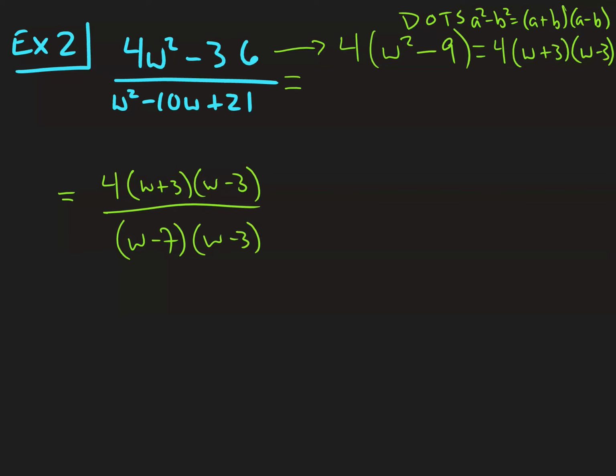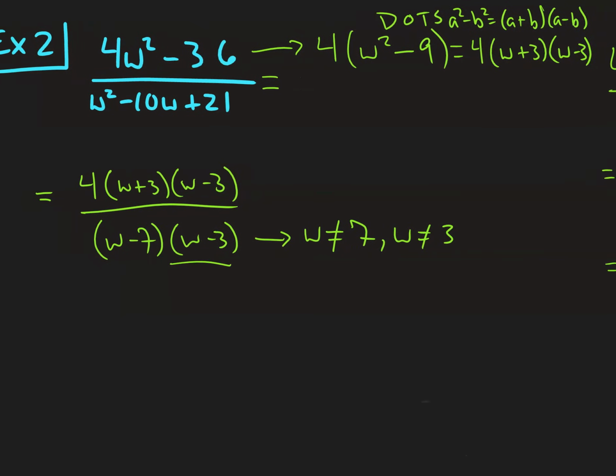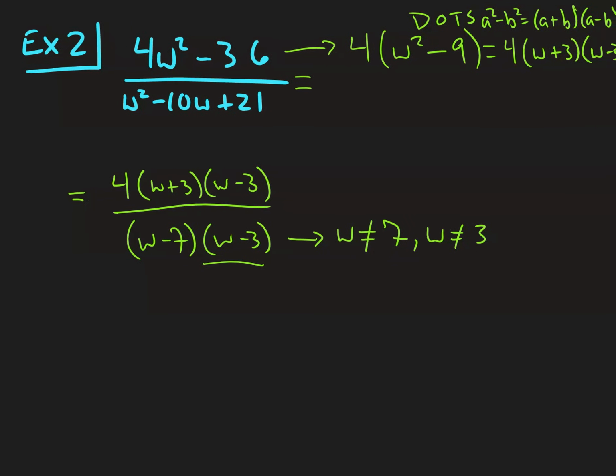So again, before we simplify, we need to list our excluded values. At this point, we know that w cannot equal positive 7, or it would make w minus 7 equal to 0. And w cannot equal positive 3, or we'd get this factor equal to 0. So now that we've listed our excluded values, we can go ahead and simplify.